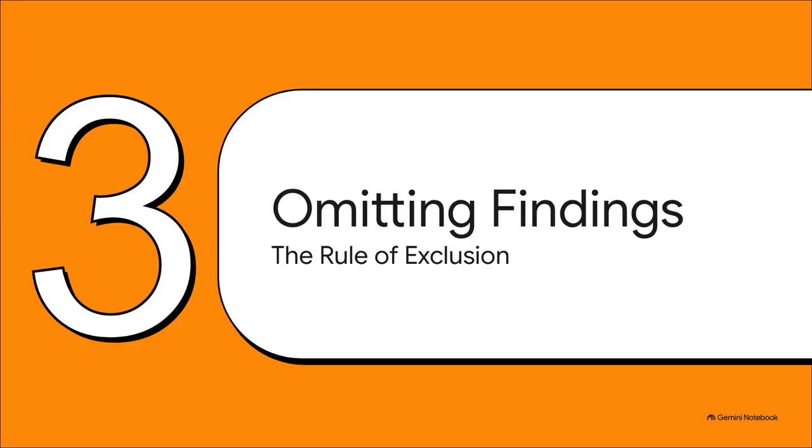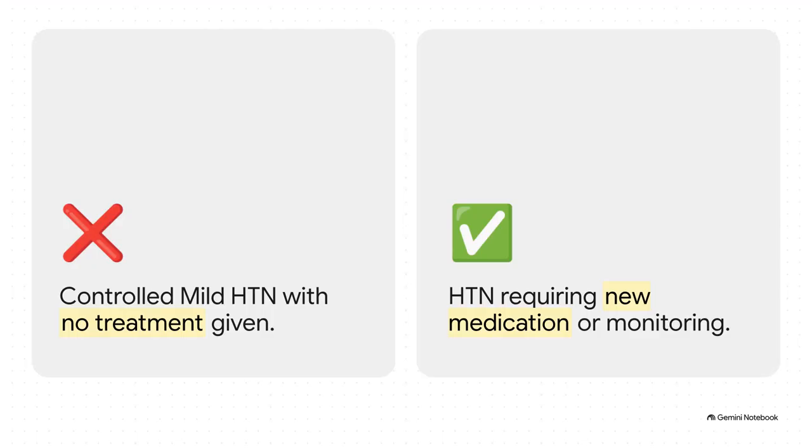Moving on to Section 3, omitting incidental findings. This is all about the rule of exclusion. You know, knowing what to exclude is just as crucial as knowing what to include. Let's think about a historical condition or an incidental finding. Take controlled, asymptomatic, mild hypertension, for example. If the patient is just taking their usual meds from home and needs absolutely no new medication changes or extra monitoring while admitted, well, that condition fails all 5 UHDDS criteria. Since there's no active evaluation or extra treatment, you omit it. Just completely leave it off.